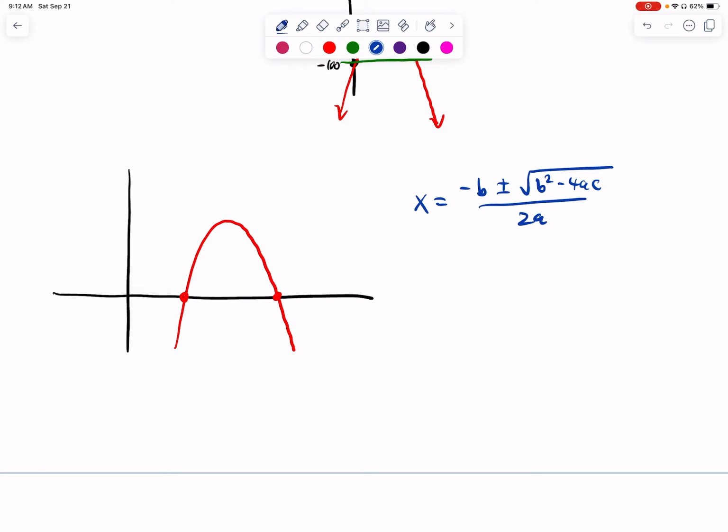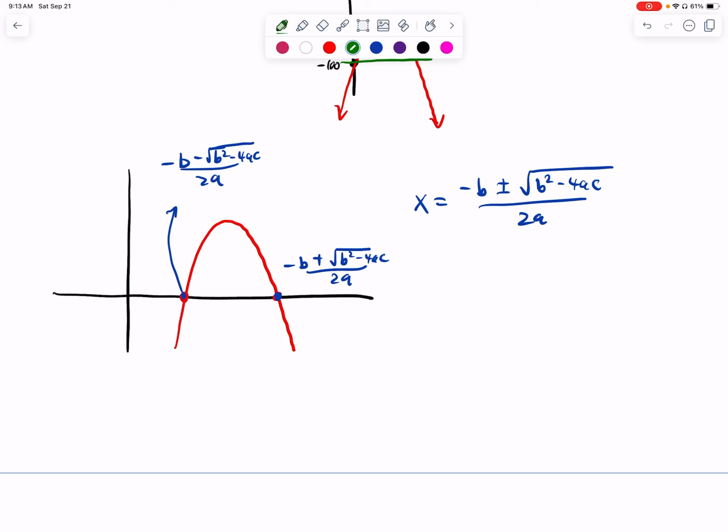Anyway, so this is two answers because of the plus and the minus here. Specifically, what I can say is that the one over here on the right-hand side, the x-intercept, is negative b plus the square root of b squared minus 4ac over 2a. And the one over here on the left-hand side, the other one, is negative b minus the square root of b squared minus 4ac over 2a.